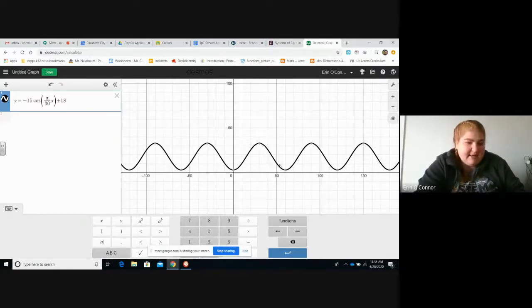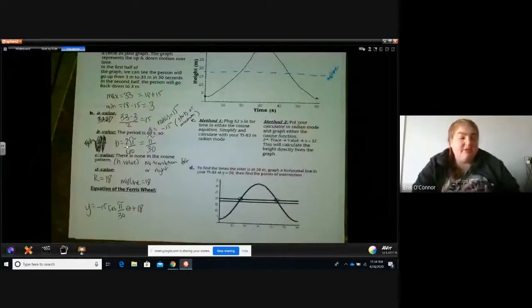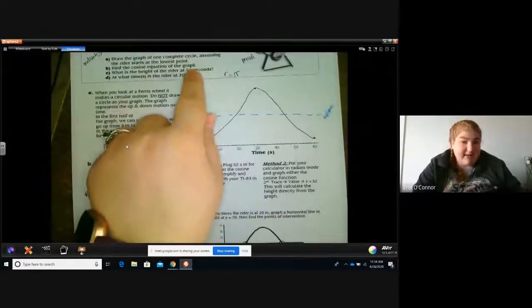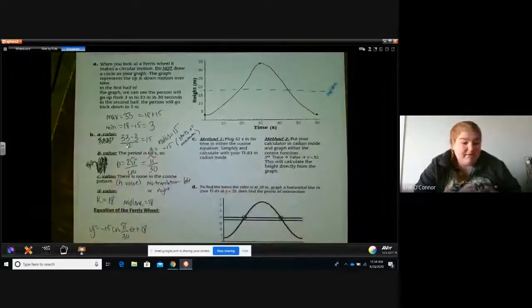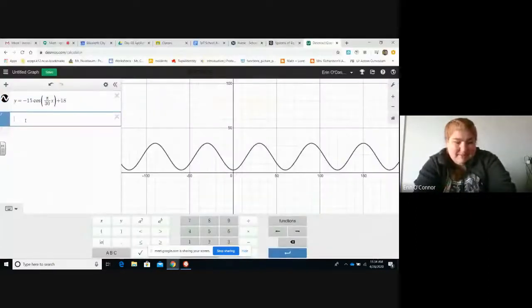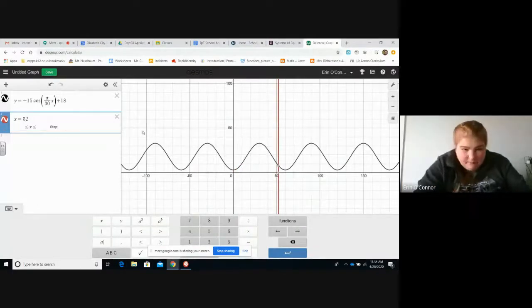All right. Now let's look at questions C and D, and we'll be able to use our graph for this. So for C, it asks, what is the height of the rider at 52 seconds? And remember, time is your x-axis. So you could plug 52 in for x and then simplify. I suggest just plugging 52 in for x right here. So we plug 52 in.